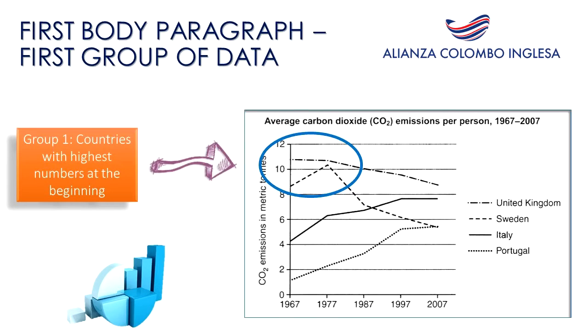Now let's begin with the first body paragraph. Of course, the information of this first body paragraph will be related to the first group of data that we created at the beginning of the process. We explained this in detail in the first part of the series, so if you haven't checked that video, we will leave a link in the description so you can check that out. Alright, so this first group refers to the two countries with the highest numbers at the beginning of the period, which are the United Kingdom and Sweden.